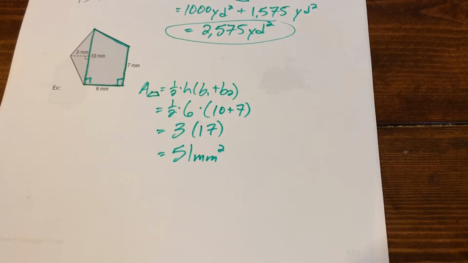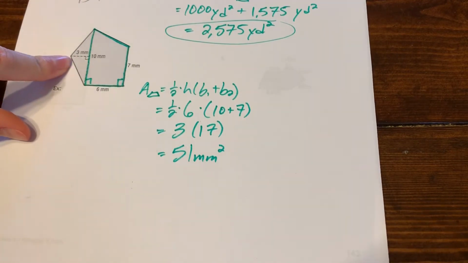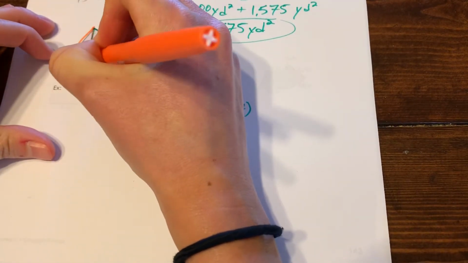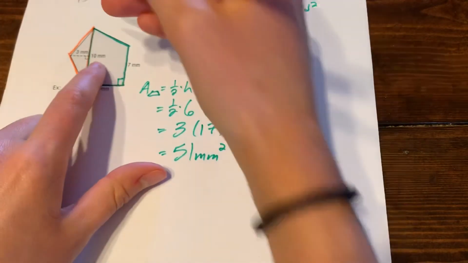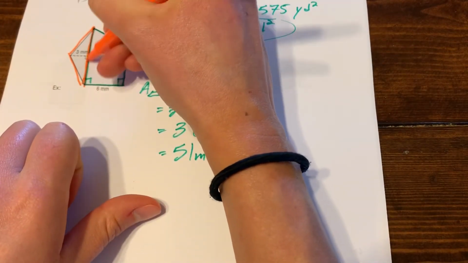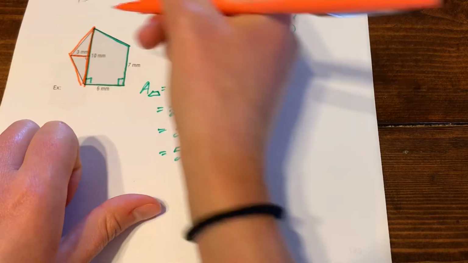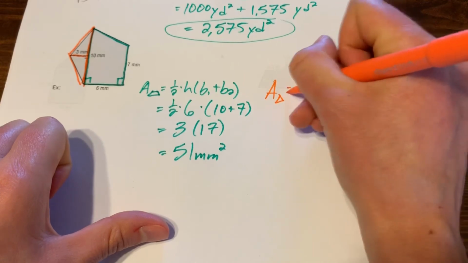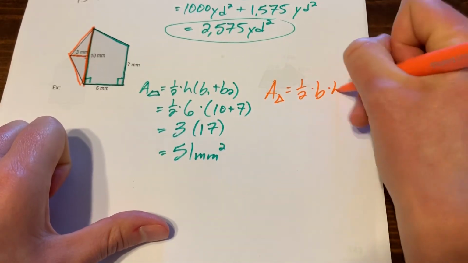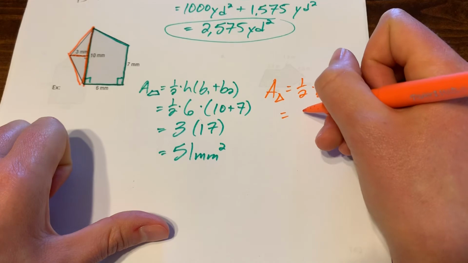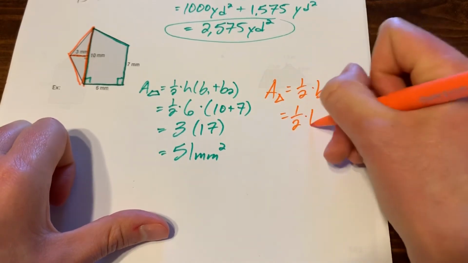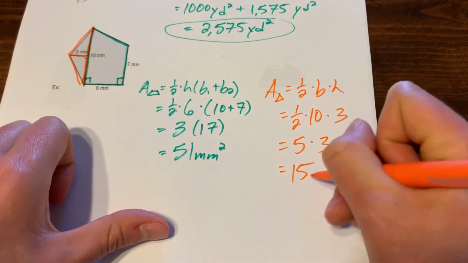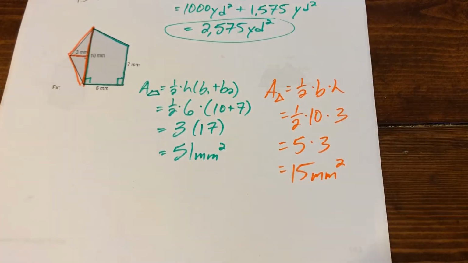Okay, so that's the area of the trapezoid. Now we need to tackle the area of the triangle. So if we look at this sideways triangle, well, I've got a base of 10, because this is 10 spanning all the way across, and 3 is the height, because it is perpendicular to the base. And we know the area of a triangle is 1/2 times base times height, and we get, let's see, 1/2 times 10 times 3, half of 10 is 5, and we get 15 square millimeters.